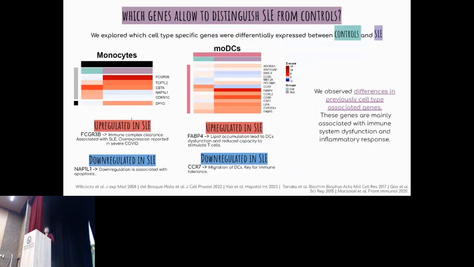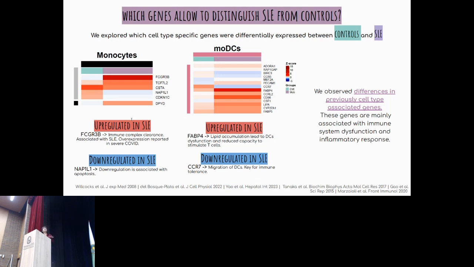So the next question that we wanted to approach was, which genes allow us to distinguish lupus from controls? So we explored which cell type specific genes were differentially expressed between lupus and controls. In this part, I present some of the monocyte genes differentially expressed between lupus and controls. We can observe, for example, the upregulation of FCGR3B, which has been previously associated with the immune complexes clearance that I told you is important for lupus physiopathology. And it has been observed overexpressed in some inflammatory conditions such as severe COVID.